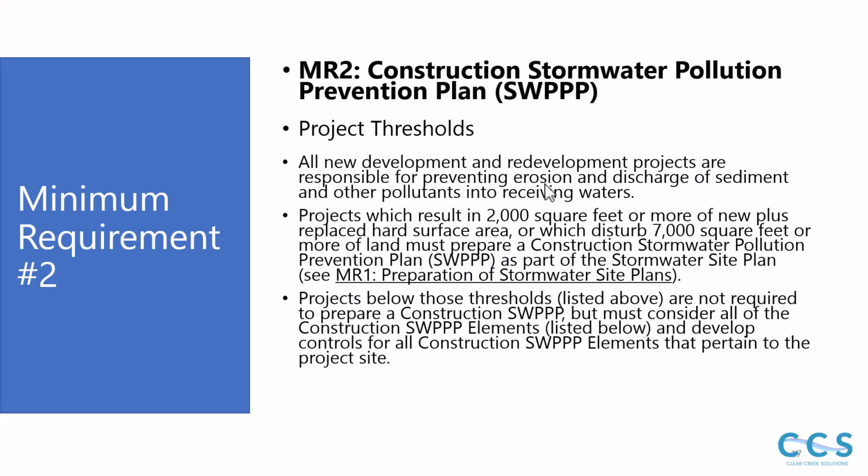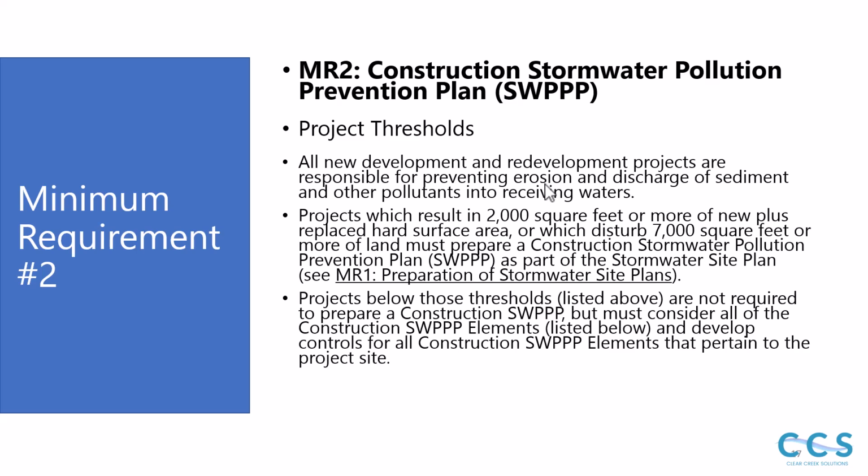We covered minimum requirement number 1 in the last video. We're looking at minimum requirement number 2, which is the Construction Stormwater Pollution Prevention Plan, or SWPPP, as it's abbreviated. It's going to cover project thresholds, which is all new development and redevelopment projects are responsible for preventing erosion and discharge of sediment and other pollutants into the receiving waters.